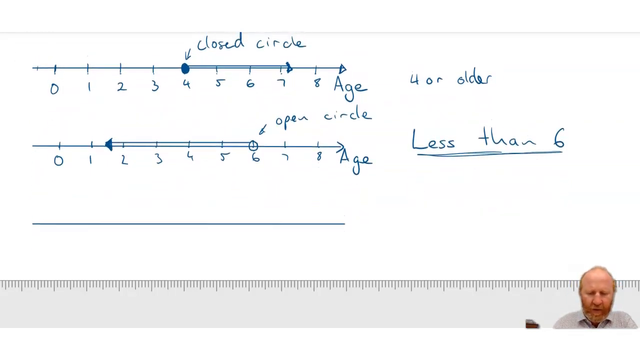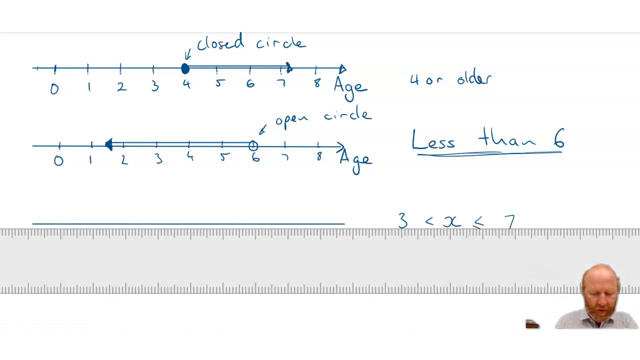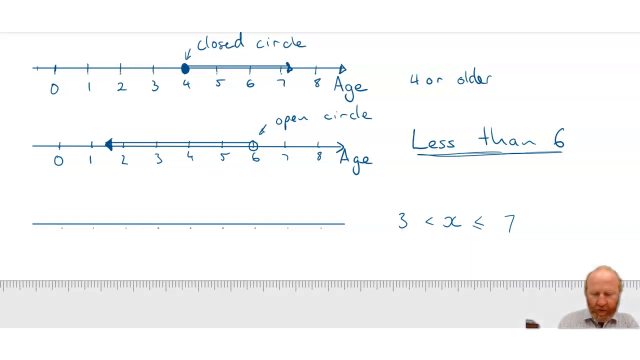So let's look at something a bit different. What if we were just told that x was a number that sits in between 3 and 7? Notice this time that I've said it's greater than but not equal to 3, and it's less than or equal to 7. So I'm going to come along to my number line and mark up the points nice and evenly. That process happens every time. Arrows go on the end.